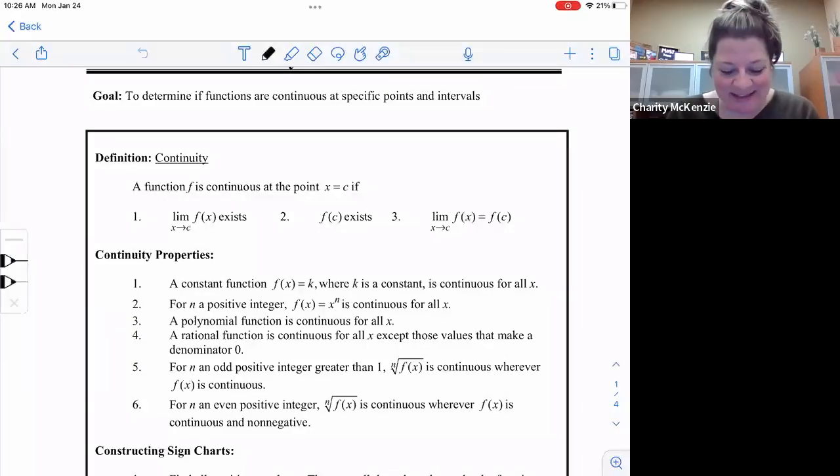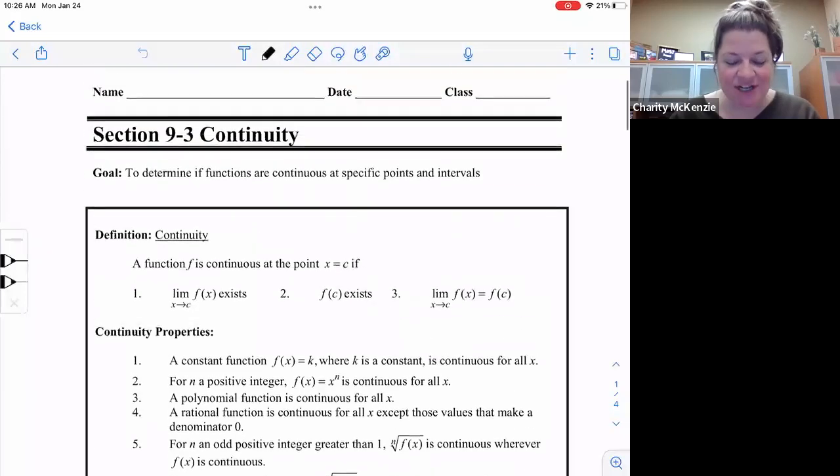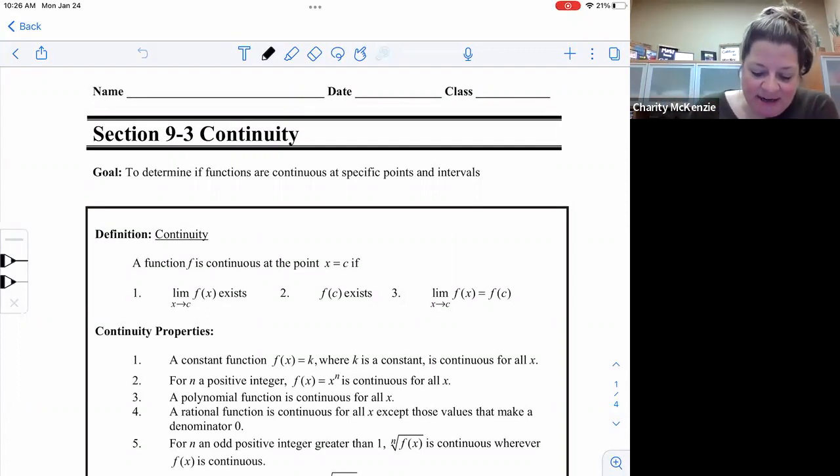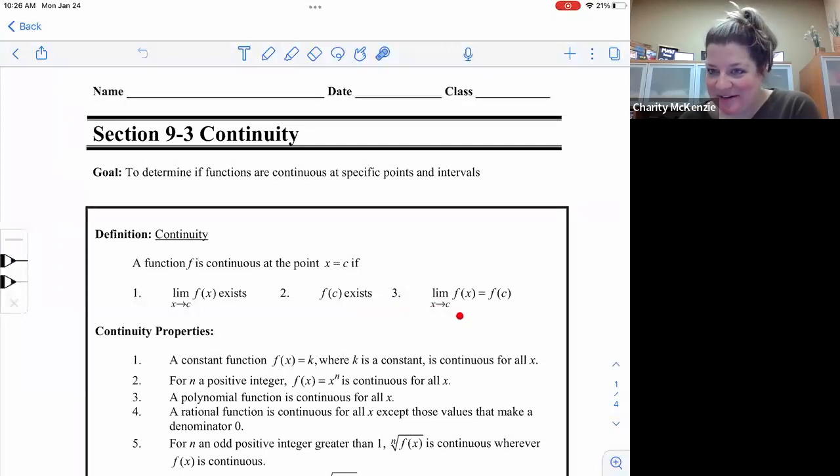All right, so this recording is going to cover section 9.3, and this is continuity or continuous functions. So, what does it mean to be continuous as a function? Look at our definition here. It says a function f is continuous at a specific point if the limit exists and the value exists and they're equal to each other.